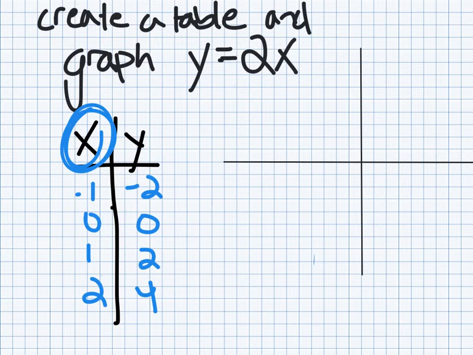So let's do this. So x is negative 1, y is negative 2. Over to the left 1, down 2, there's my first dot. 0, 0, well, that's really easy. That's just the origin. X is 1, y is 2. So 1 over to the right 1 and up 2. Ooh, do you see how these are lining up? Oh, this is going to be so cool. X is 2, so 2 to the right. Y is 4, up 4. 1, 2, 3, 4. There we go.